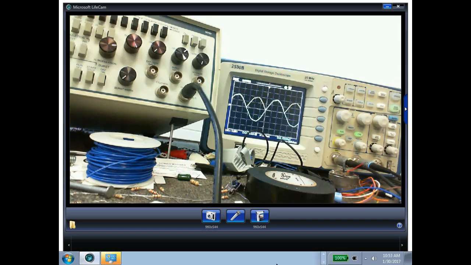So if I was to come up here and see this on my output from the oscilloscope, what would I know right off the bat? No, it's not AC.